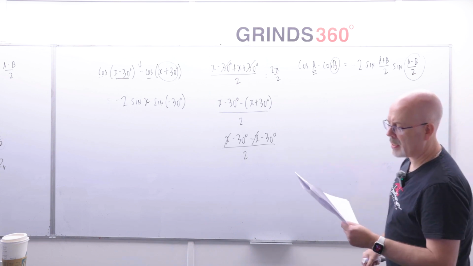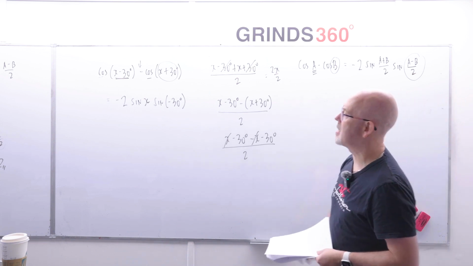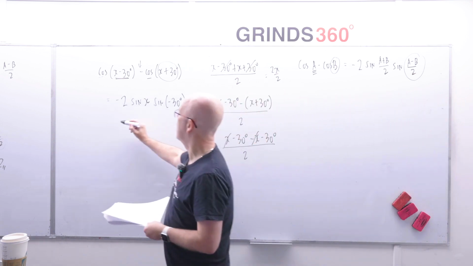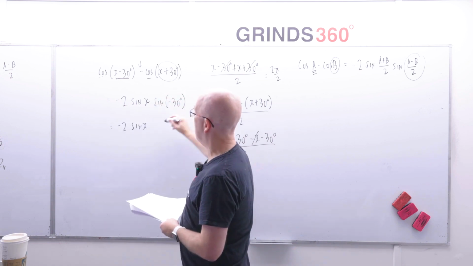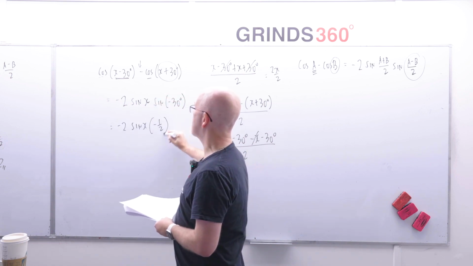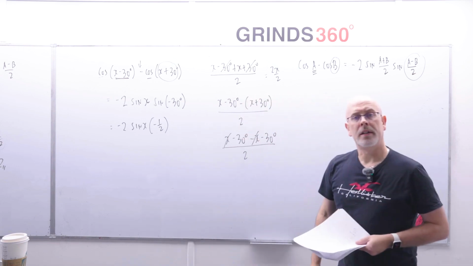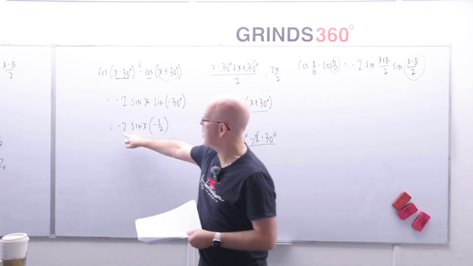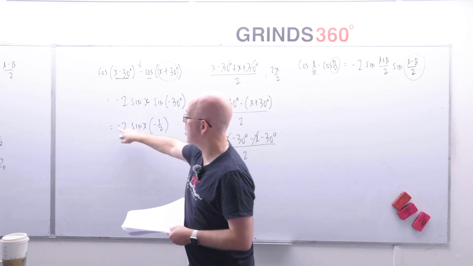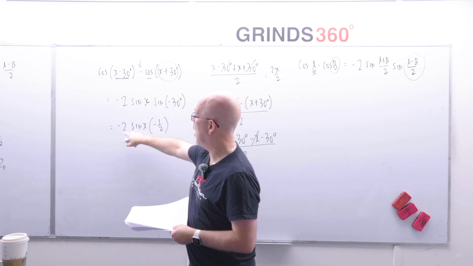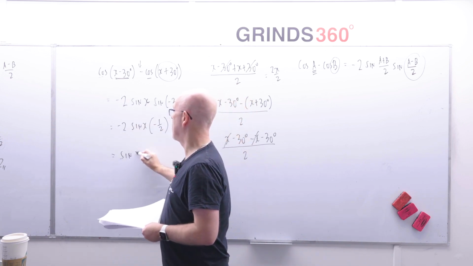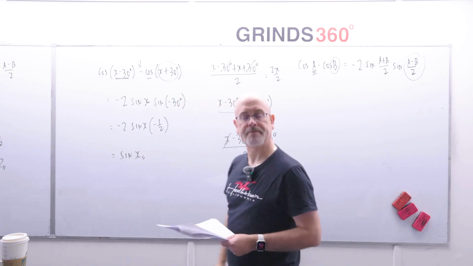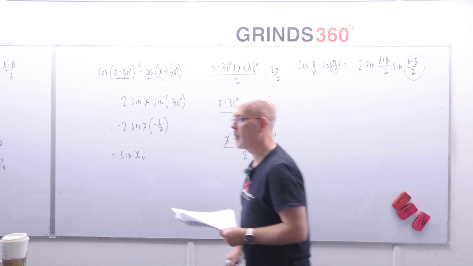So that's how I simplify that. Now I can work out what sine of minus 30 degrees is using my calculator or my tables. So I get minus 2 times sine x, and the sine of minus 30 is minus a half. Your calculator will tell you that. And then minus 2 by minus half is just plus 1, because minus by minus is plus, and 2 by half is 1, so I get 1 times sine x. So that just simplifies to sine x. That is the answer for that one.